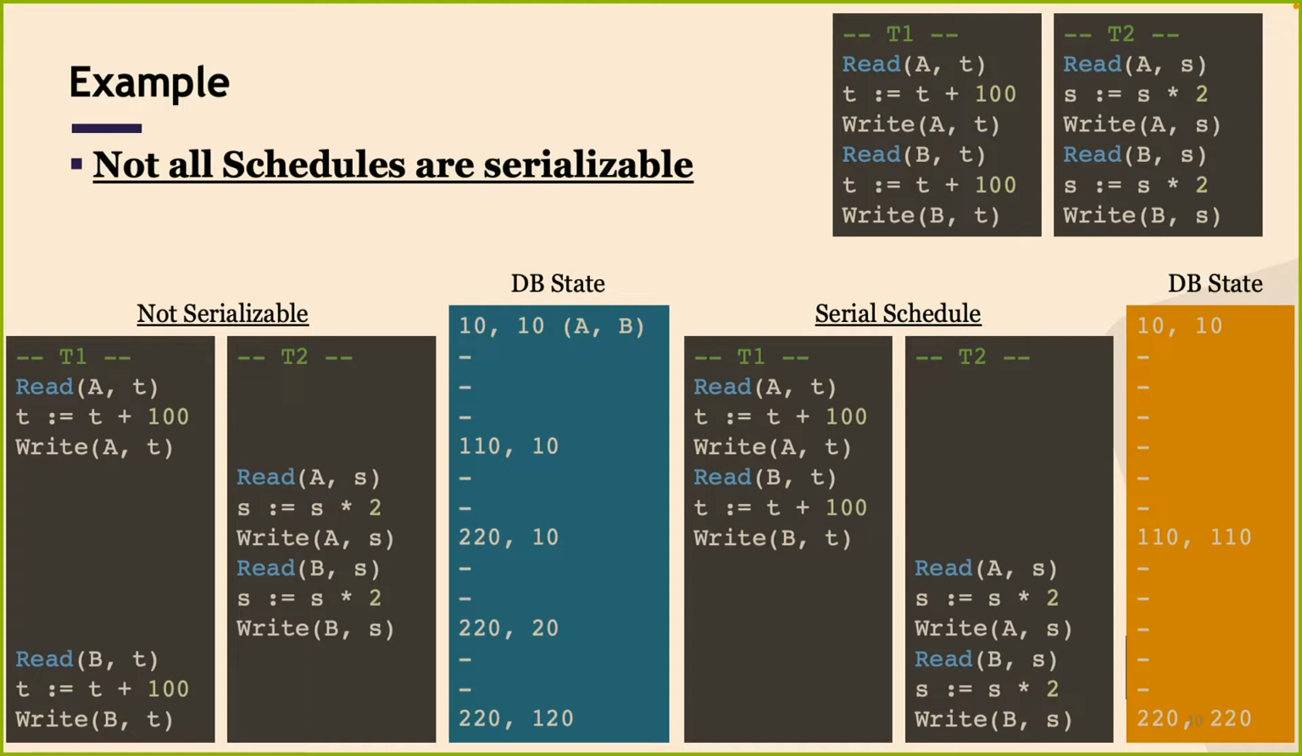and 20 and 120. If you look at these two database states, this schedule, after you run this, doesn't even give you a consistent state. My integrity constraint was A equals B. A doesn't equal B anymore. So there's no way you can find a serial schedule that gives you that. So this is one example schedule that's actually not serializable.